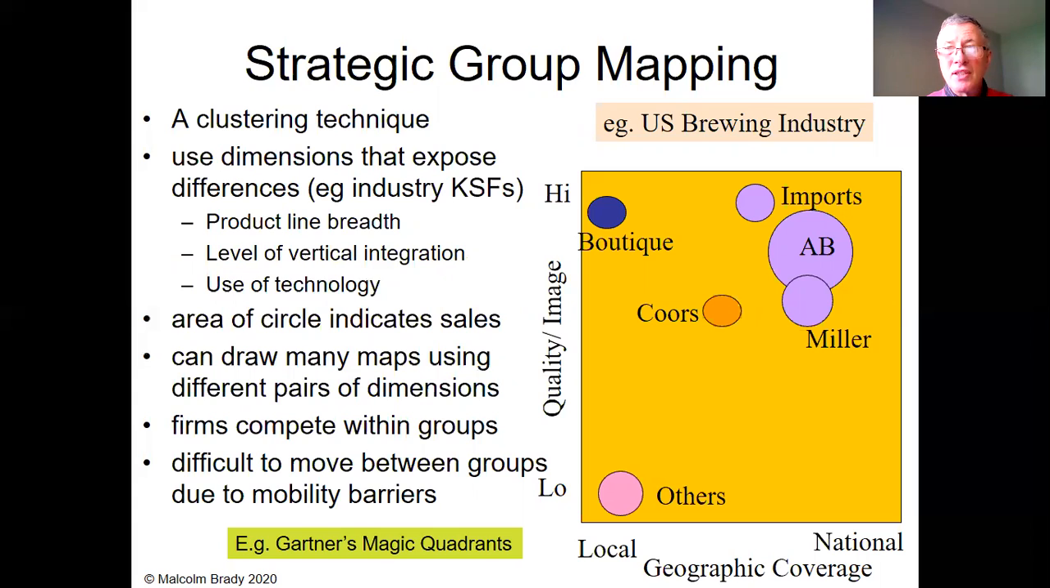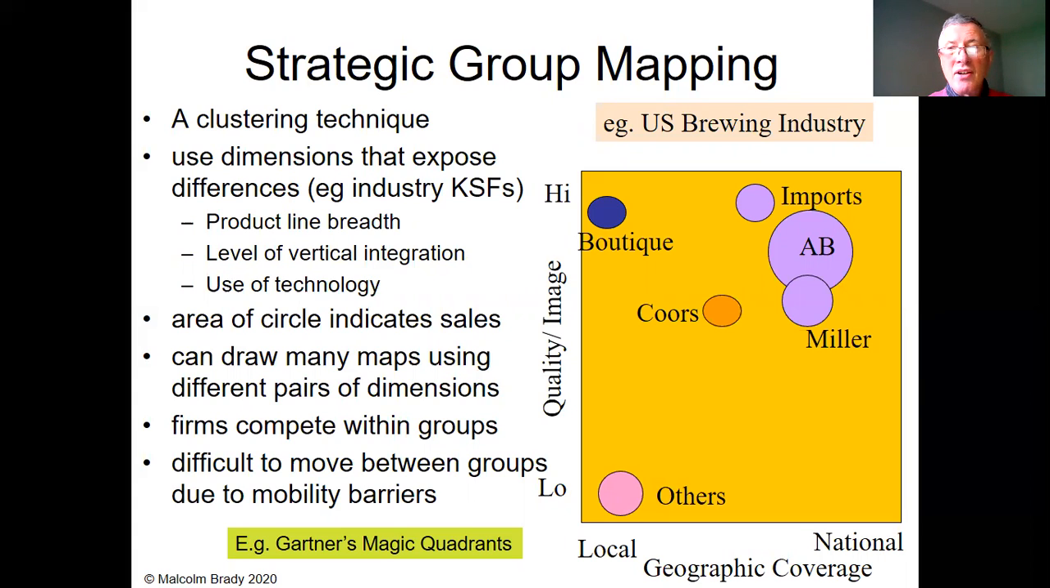And you do that by choosing 2 dimensions by which you can cluster these firms. So use dimensions that expose differences among the firms and, for example, use the key success factors in the industry. Those are dimensions that you've already identified as critical for the industry, key for success. For example, product line breadth, or level of vertical integration, or level of use of technology, and so on. They're just examples. And then you plot each firm. You rate each firm on each dimension, and then you plot each firm on your 2x2 matrix.